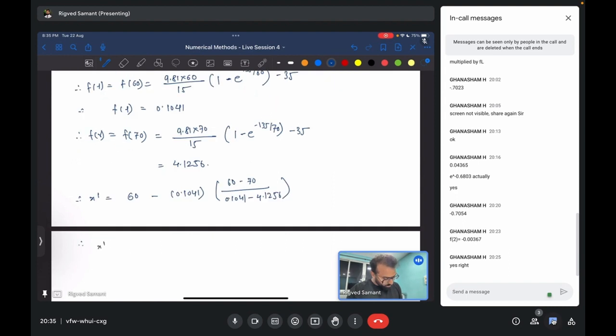Therefore X1 is equal to 60 minus 0.1041 into 60 minus 70 divided by 0.1041 minus 4.6. 59.74, right?